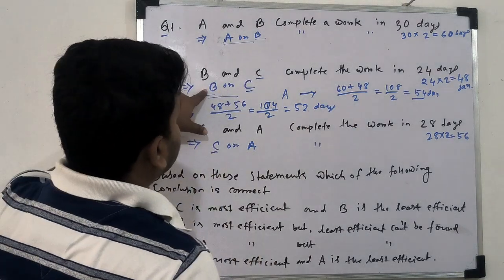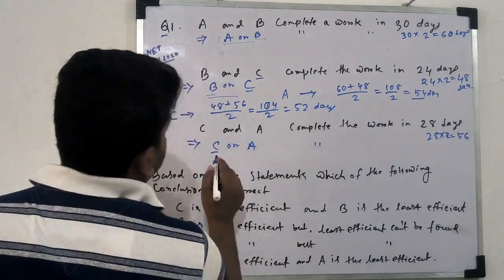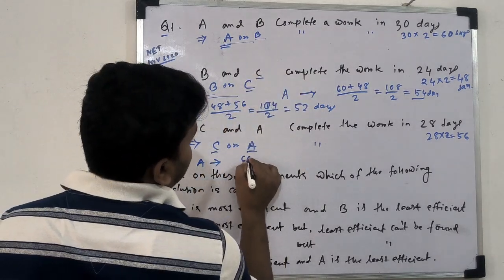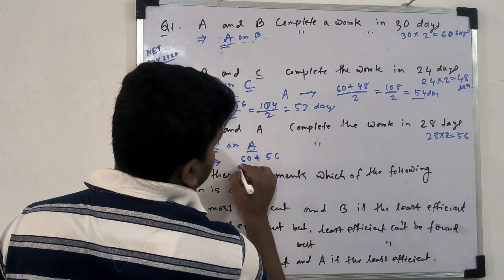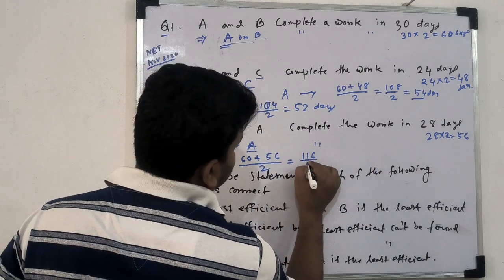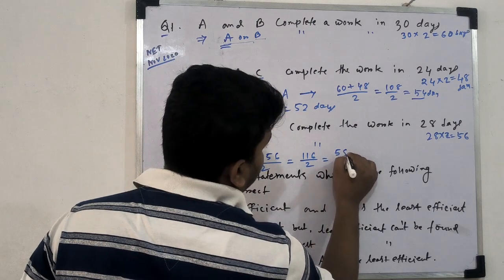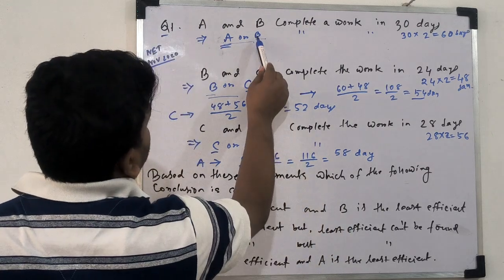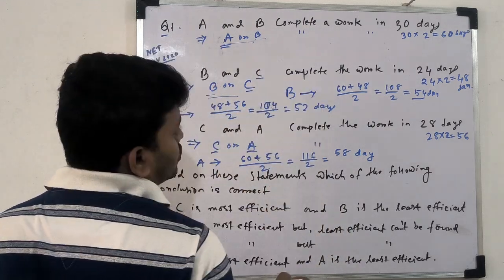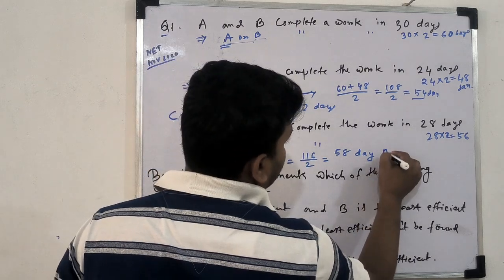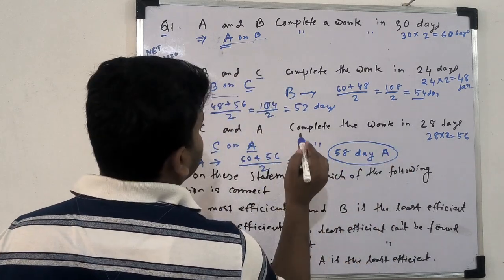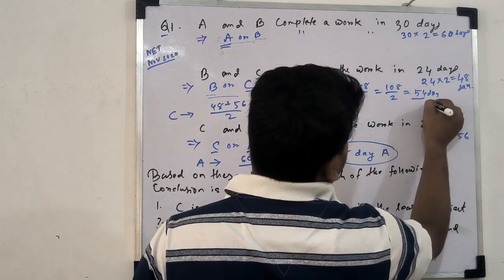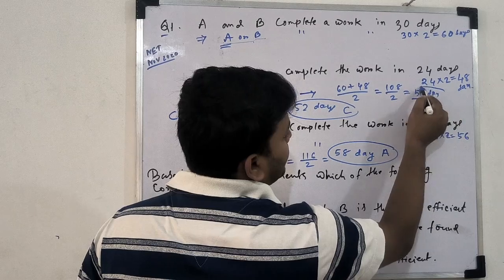And from this and this, A is present in both. If A does the job alone, it takes 60 plus 56 divided by 2, that is 116 divided by 2, that is 58 days. So if A does the job alone, it takes 58 days. If C does the job, it takes 52 days. And if B does the job alone, it takes 54 days.